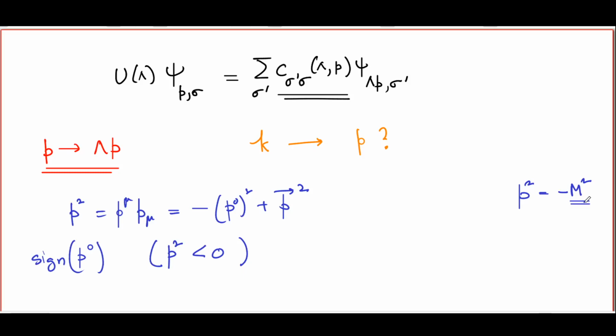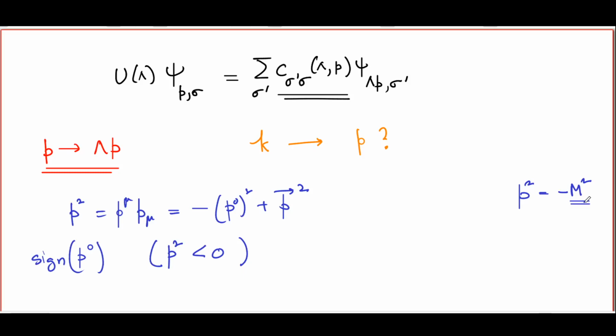Okay, but having said that, these two quantities, p squared and the sign of p0, do not change under a Lorentz transformation, assuming of course that we are talking of genuine particles where p squared is less than 0. That's for the second part, for the sign of p0 to stay the same under the Lorentz transformation.